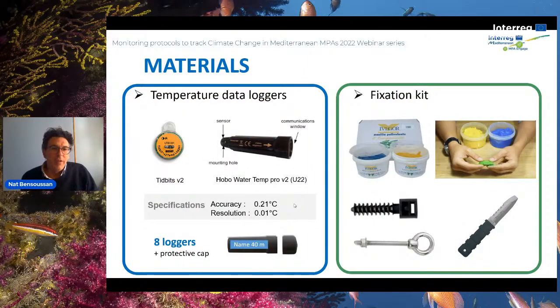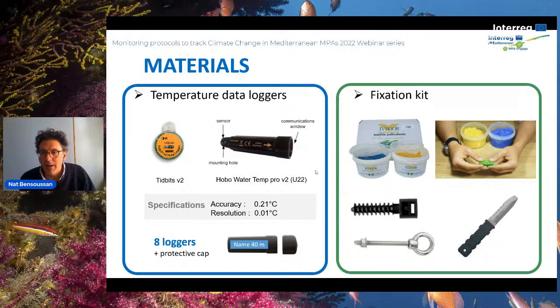The materials you will need are first temperature data loggers. We are using these HOBO loggers, the black ones you see, with an initial accuracy of 0.2 degrees and resolution of 0.01 degrees C. We've been testing hundreds and are pretty confident in the performance of these data loggers. They are employed with protective caps for deployment underwater.